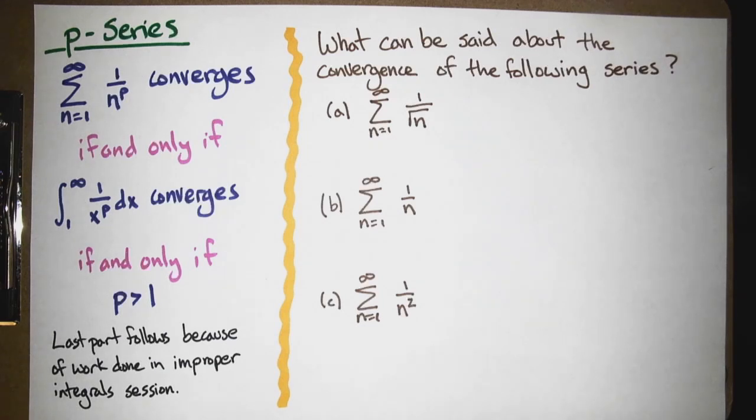So, what can be said about some of these following series? What can be said about sum of 1 over square root of n? Do we know what that is? Does it converge or diverge? What's another way to write 1 over square root of n?